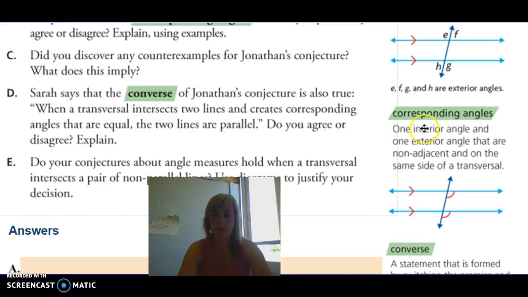And corresponding angles are in the same position. So this one is in the bottom corner between the transversal and parallel line. This one is in the bottom corner between the transversal and parallel line. So these are corresponding angles.